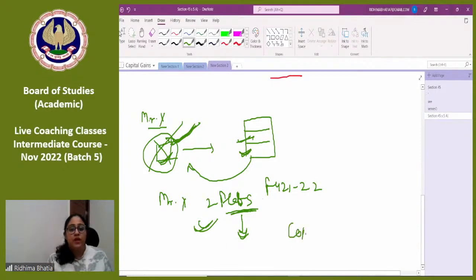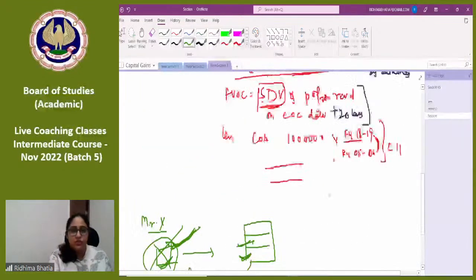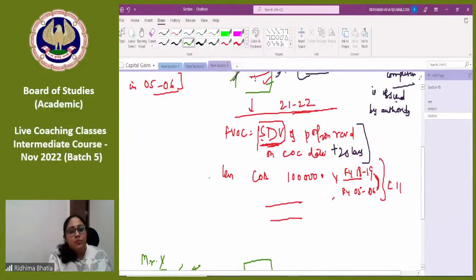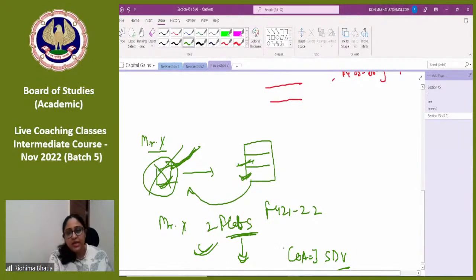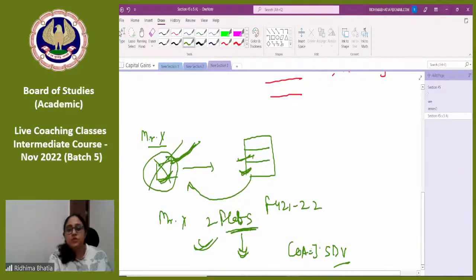What would be the cost of acquisition? The stamp duty value, on which I have already offered tax as full value of consideration earlier, now would become my cost of acquisition for these 2 flats. Stamp duty value on which date? On the date of issuing of the certificate of completion.